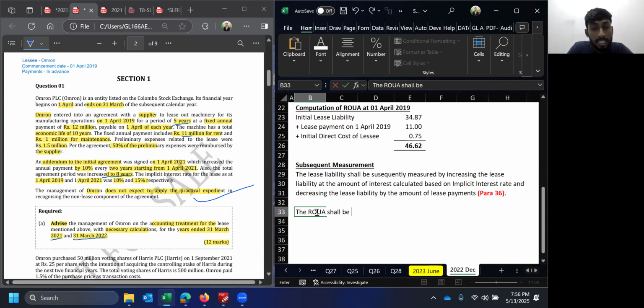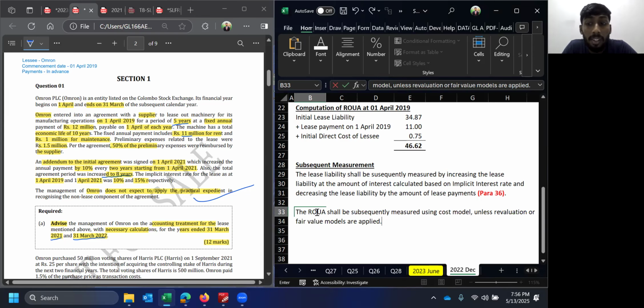The right of use asset shall be subsequently measured using the cost model, unless revaluation or fair value models are applied. Unless the revaluation model or fair value models are applied. Okay.